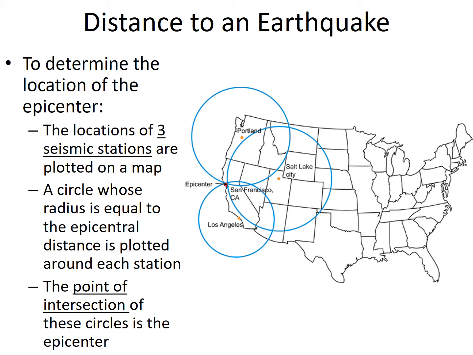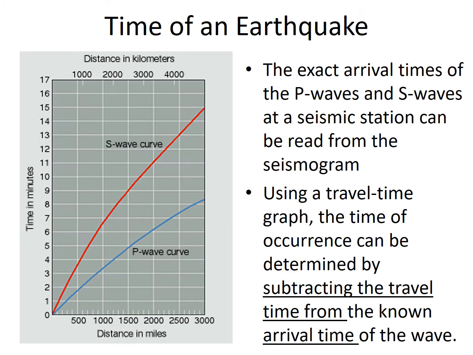So if we look here, we had a seismograph in Portland, Salt Lake City, and Los Angeles. They took those and determined the epicentral distance using the graph. Then they made circles with a radius equal to the epicentral distance, and where those 3 intersected in San Francisco, California, is where the earthquake's epicenter was.